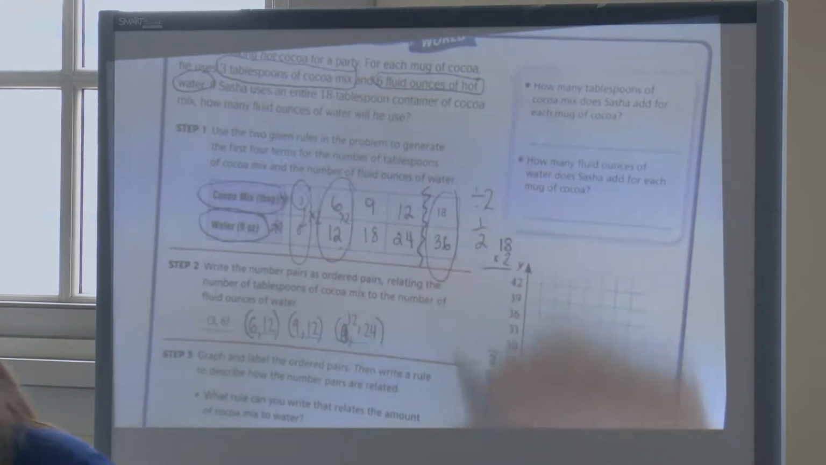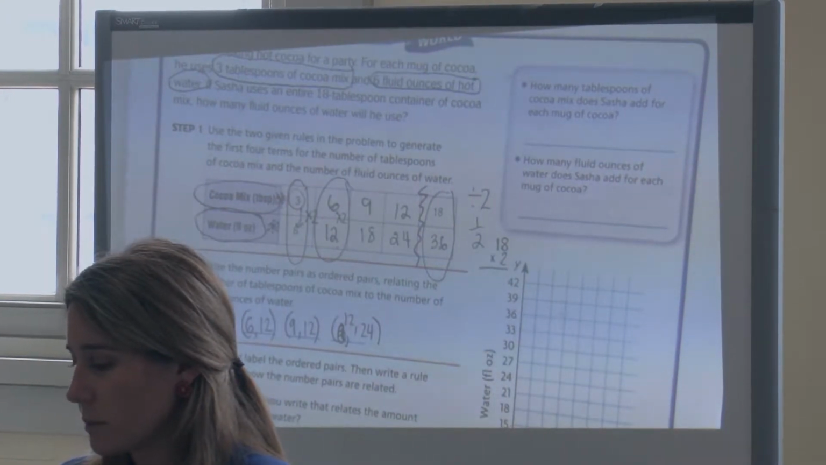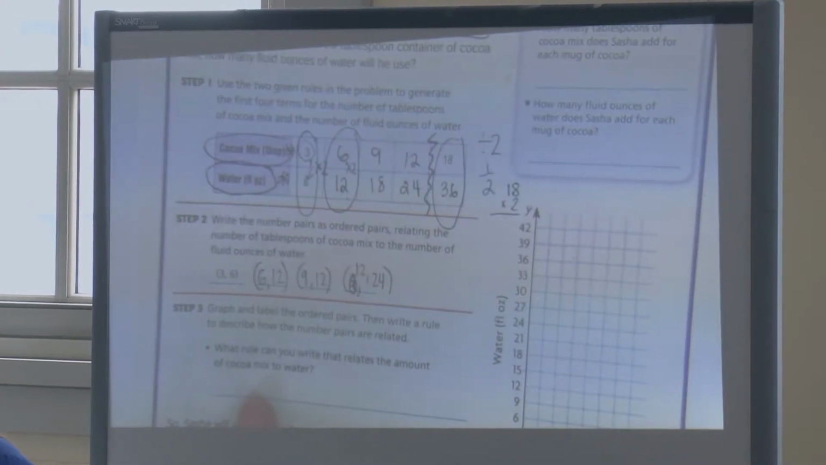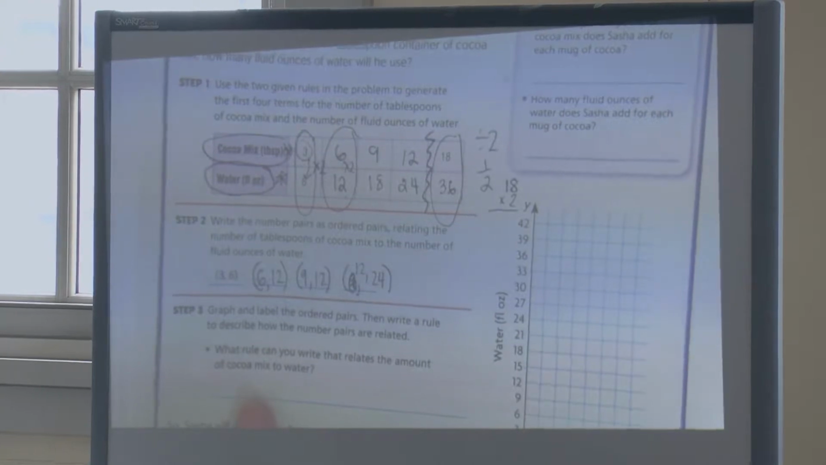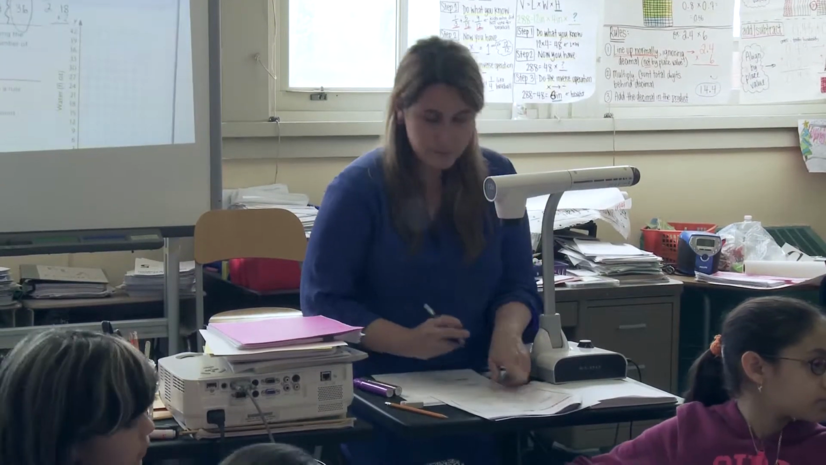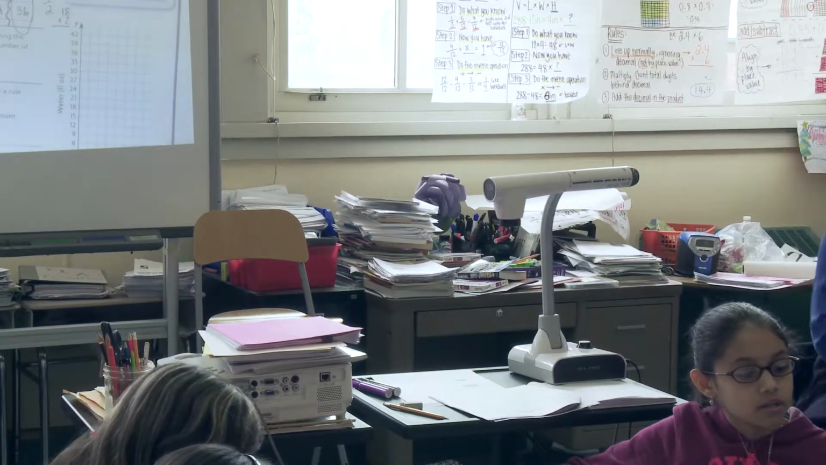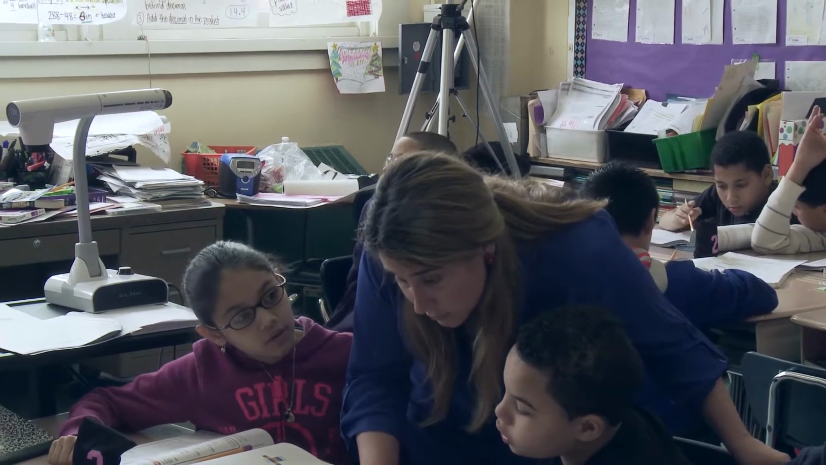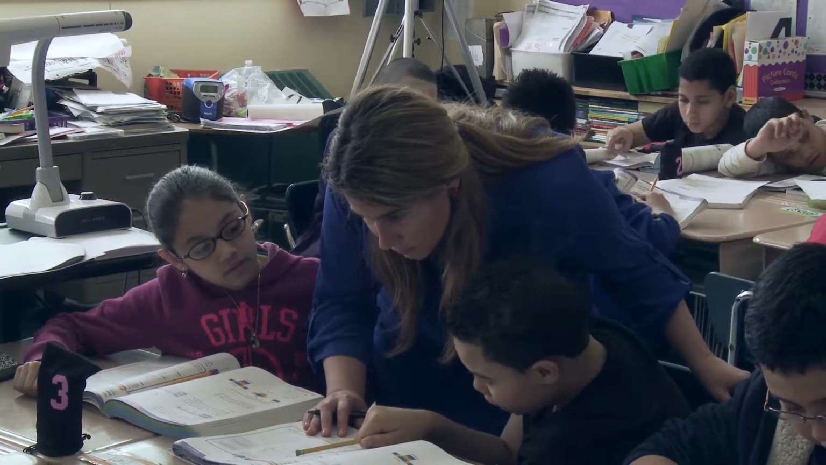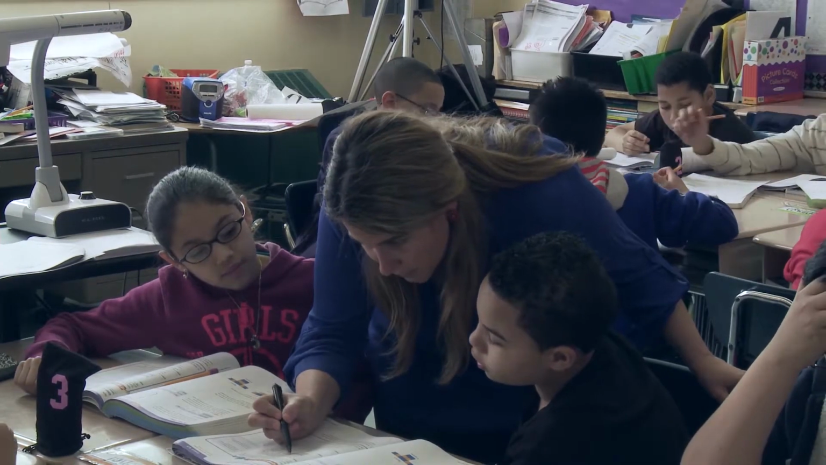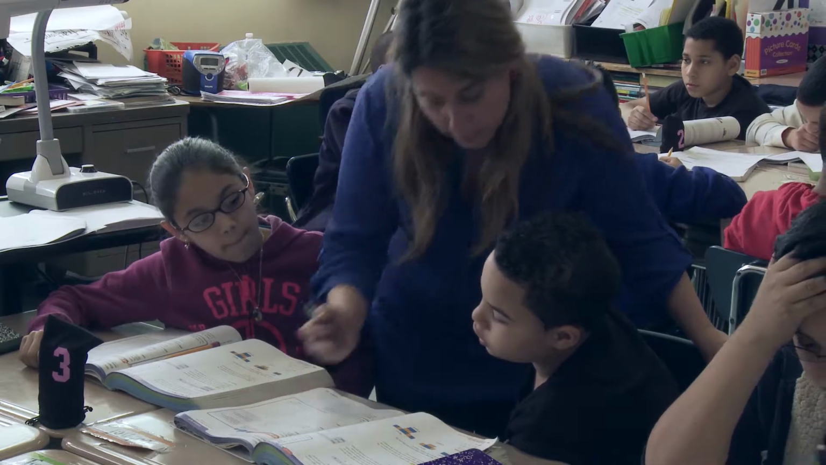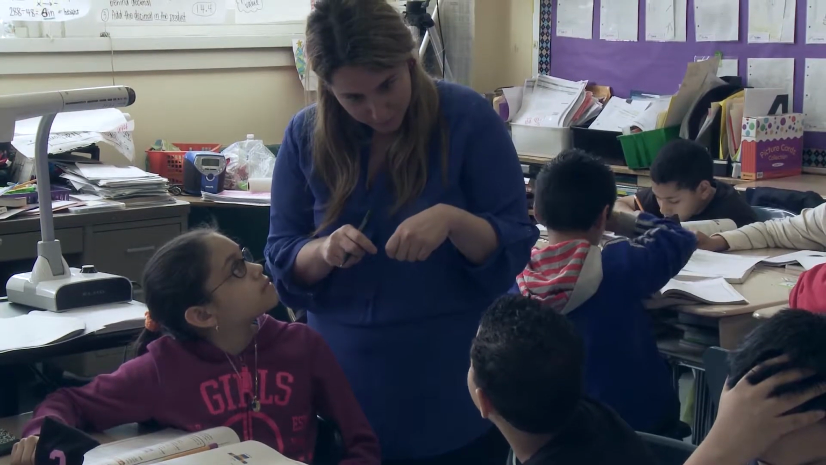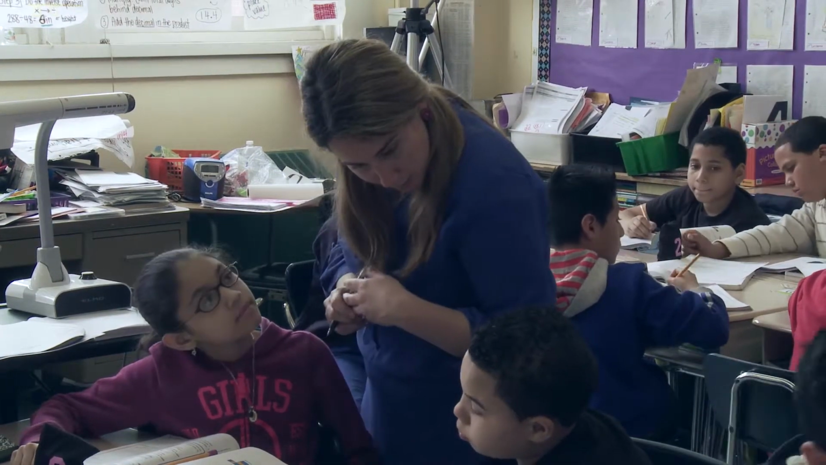You can look up and see if that's what you got. They want us to write the rule in here. See if you and your neighbor can remember the rule real quick. Go ahead. What's the rule? The amount of what? Is 2 times the amount of cocoa mix. It's twice as much, right? You're going to use twice as much water than you do cocoa mix. All the way up to here, twice as much, double, right?